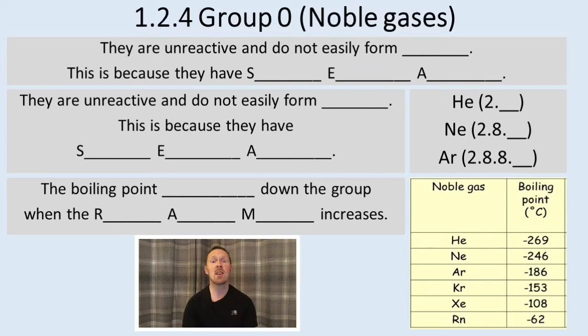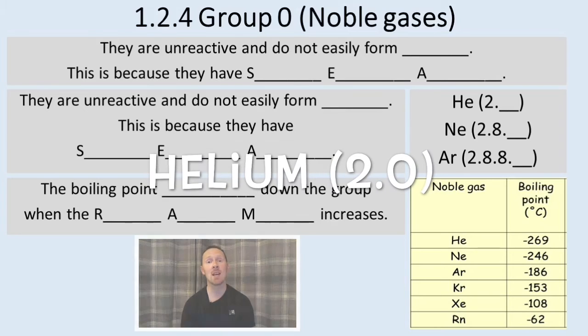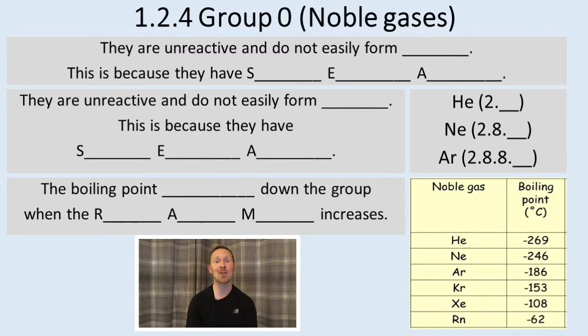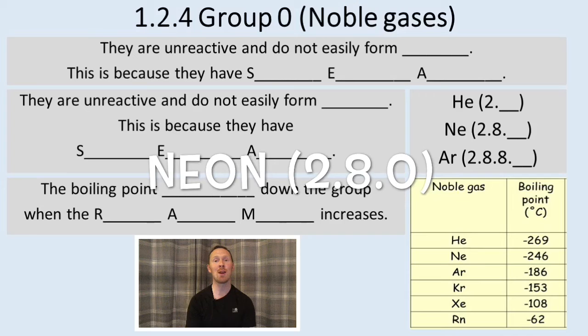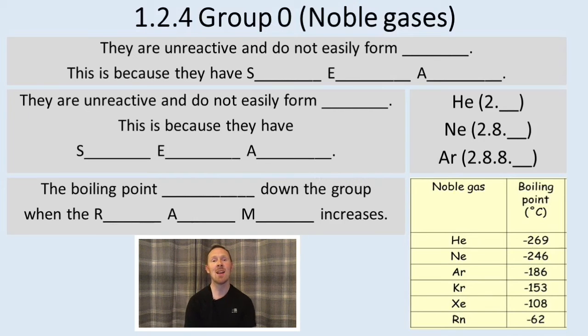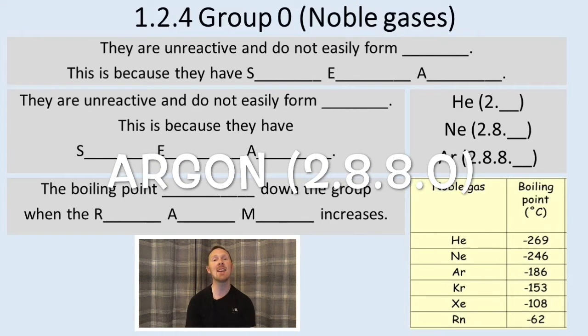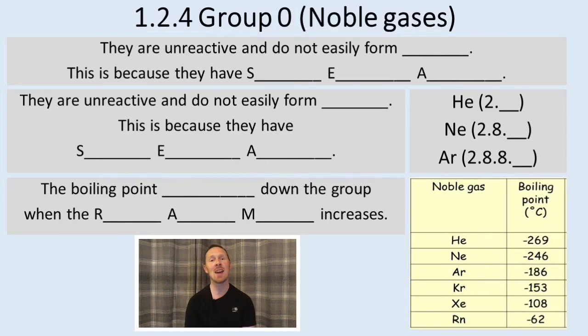So when you consider the electron arrangement for helium, He, it's 2.0. When you consider it for neon, it's got 10 electrons, so its electron arrangement is 2.8.0. And when you consider it for argon with 18 electrons, it's 2.8.8.0. They all have 0 electrons in their outer shell, or you could say they've got a full outer shell.